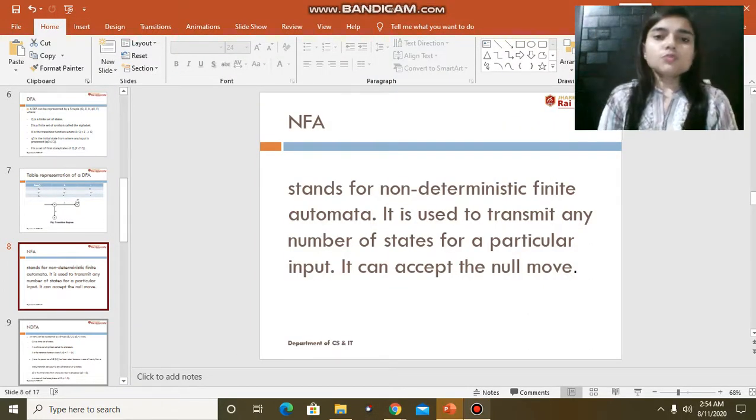Now, let's move to the non-deterministic finite automata, which is also known as NFA. It is used to transmit any number of states for a particular input. It can accept the null move. It means that on giving any input to the non-deterministic finite automata, it can move to more than one state.